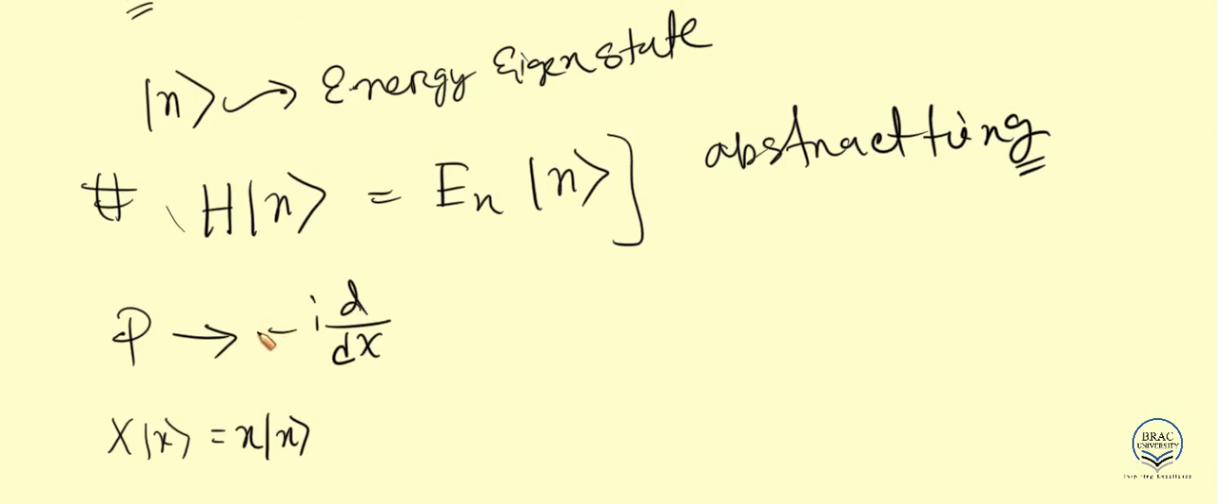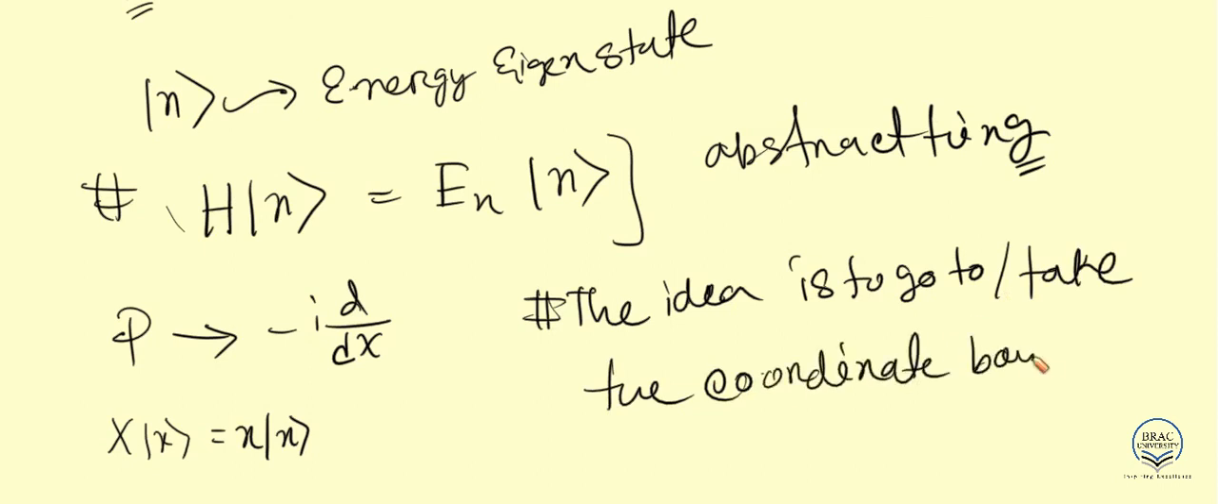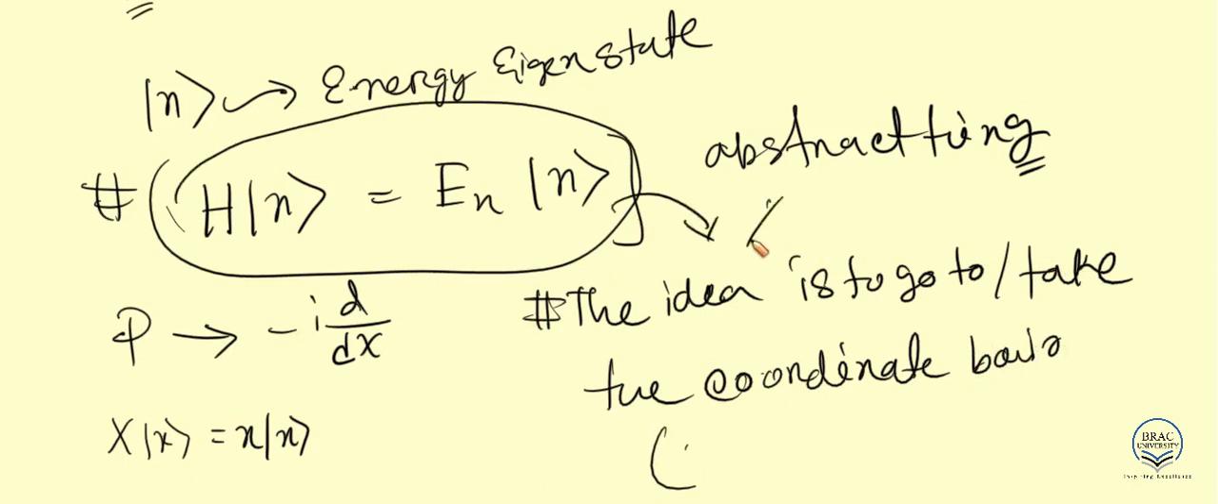Now you might ask how we represent this abstract thing in some basis, right? That is, we have to take some projection, and the idea is to go to the coordinate basis. So let me just write it down. The idea is to take the coordinate basis. That is, you are projecting this whole thing into the coordinate space, the space with x, y, z, the familiar coordinates that you are familiar with.